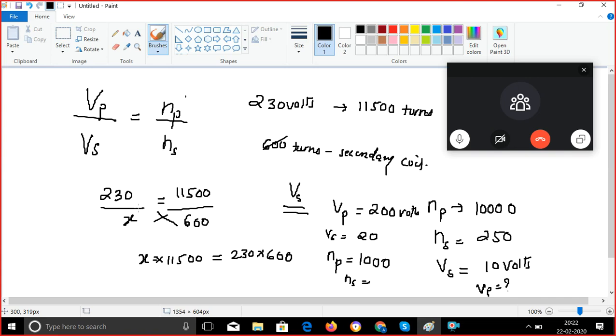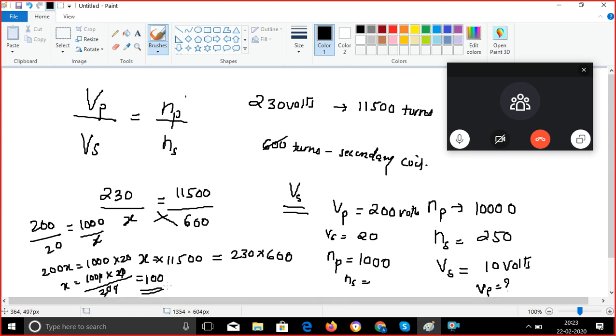I think you are doing some mistake. There must be one more zero. Oh, okay. So let me write this one down. So it's 200 divided by 20 equals 1000 divided by x, right? That means 200x is equal to 1000 multiplied by 20, or x is equal to 1000 multiplied by 20 divided by 200. So it will give you 100 number of turns, not 10.